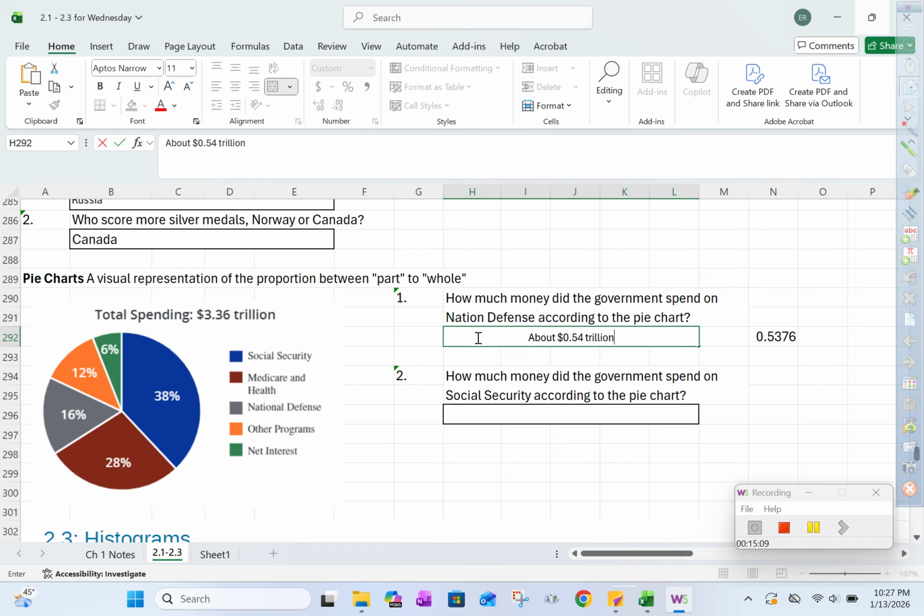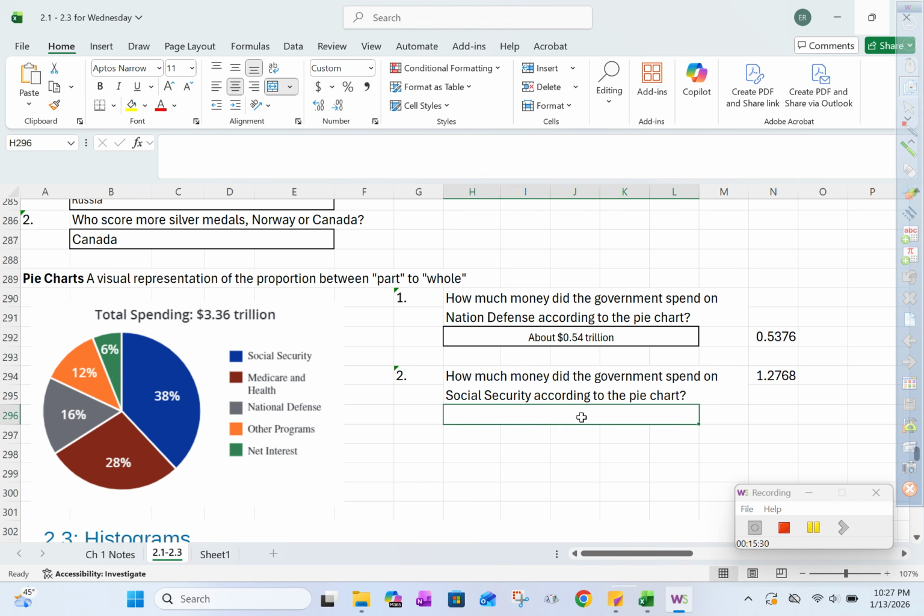Okay? We're not rounding to two places because it's money. We're rounding to two places because they did, because those decimals don't really mean a lot in terms of cents when we're talking about trillions of dollars. Similar, we're going to do Social Security. That's the blue chunk, so 38% here.